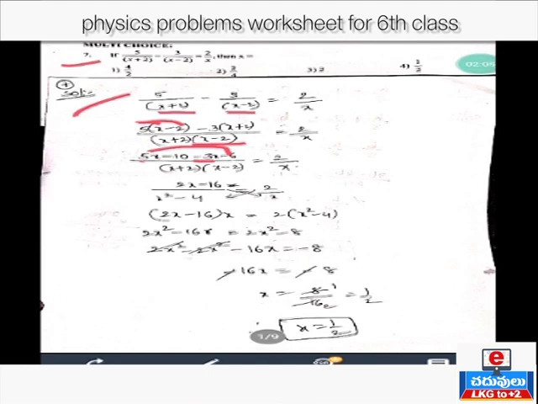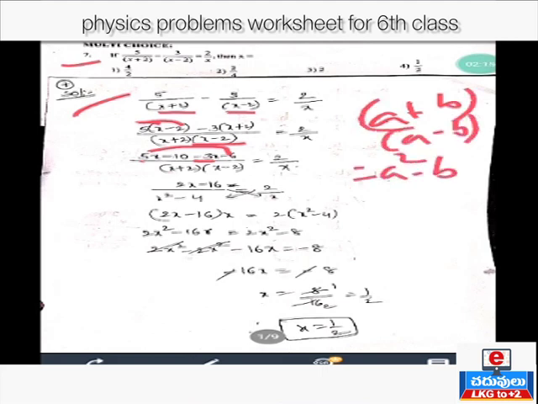See here, the denominator is in the form of a plus b into a minus b. A plus b into a minus b, that value is nothing but a square minus b square. This is a formula, children. So that's why I can write here, in a place x is there and in b place 2 is there. So x square, a square is nothing but x square, minus b square is nothing but 2 square. 2 square is nothing but 4. So I can write here x square minus 4 is equal to 2 by x.